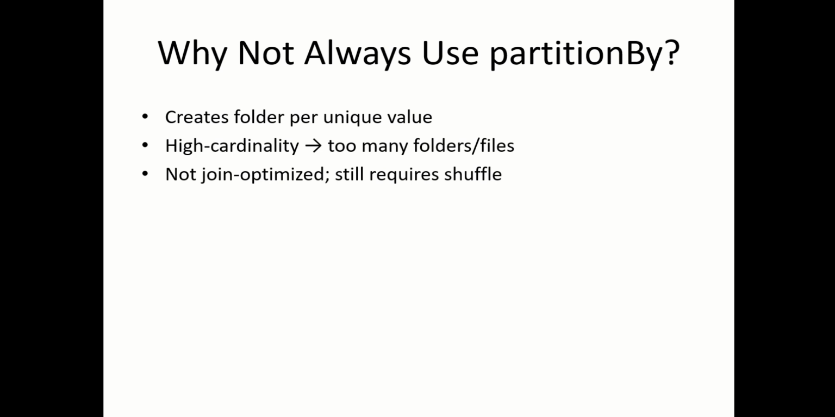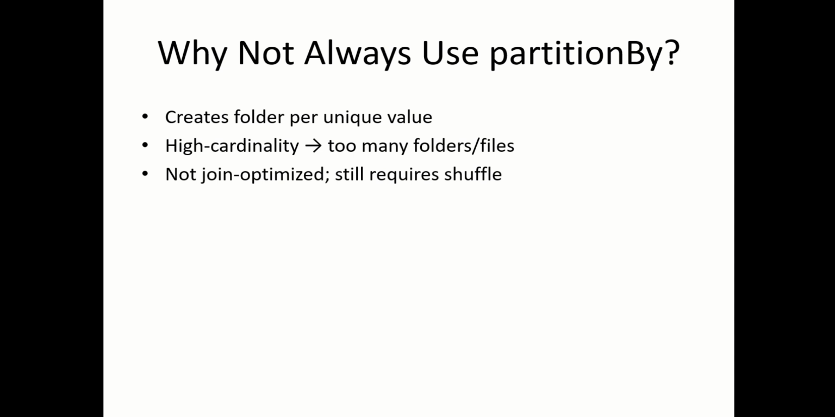Currently you have three types of categorical data, but suppose you are doing this on a column which has more cardinality, say an ID column, like customer ID or employee ID. In that case, what will happen? If you are using partition by, it will create high cardinality and too many folders or files will be there, right?